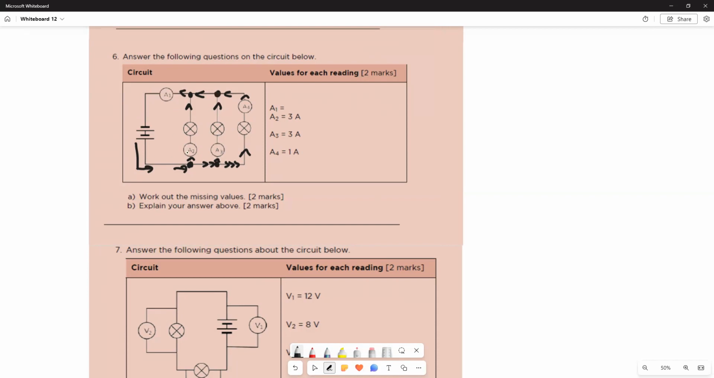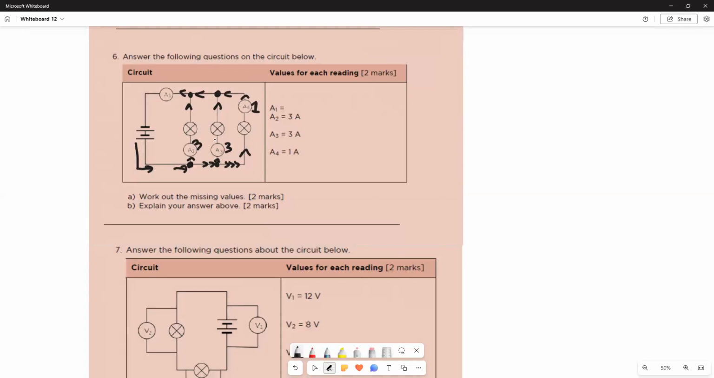Perfect. Now, let's see the clues that they give us here. They give us the reading on A4. A4 is 1 ampere, so here it's 1 ampere. And then on A3, we have 3 amperes. The reading is 3 amperes there. And then A2 is also 3 amperes, right?